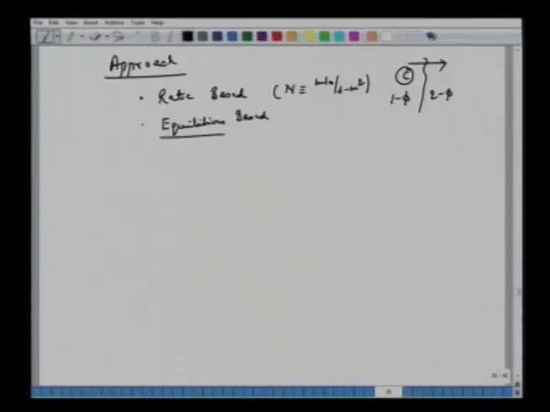Second is the equilibrium based. Here we're not talking in terms of rate. We say that two phases, let's say they have come in contact countercurrently, and they have reached equilibrium. So now, no matter how much time we spend together, we cannot have separation. Whatever has been achieved, that's the maximum separation.